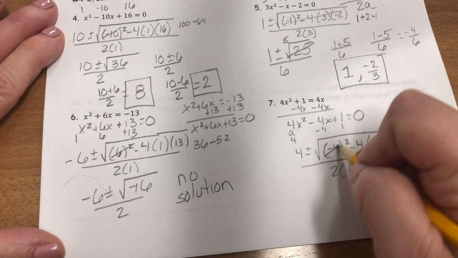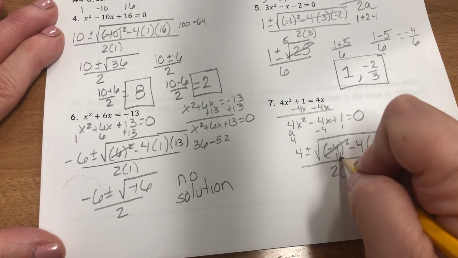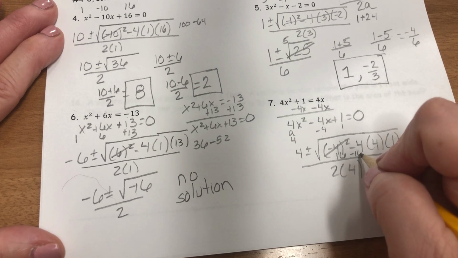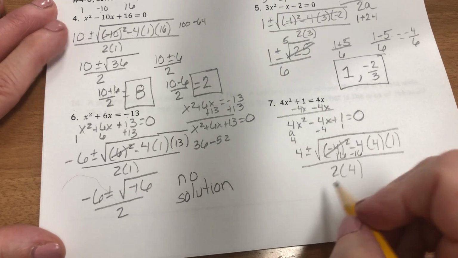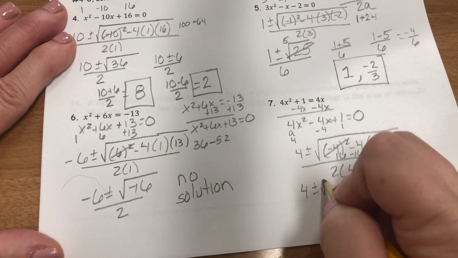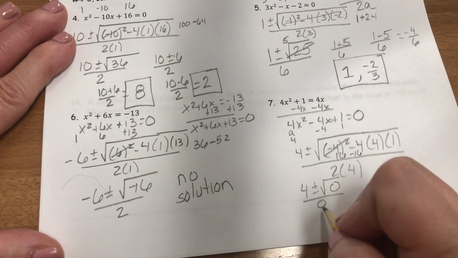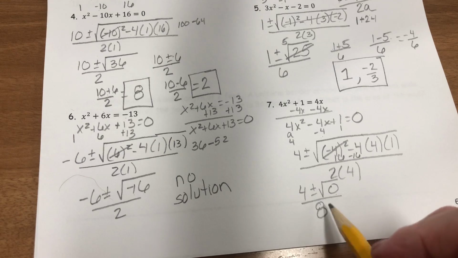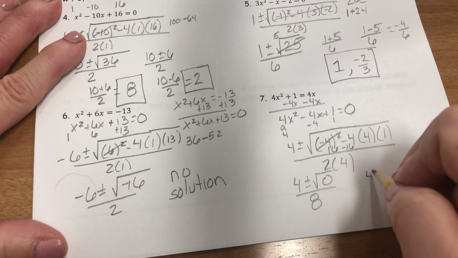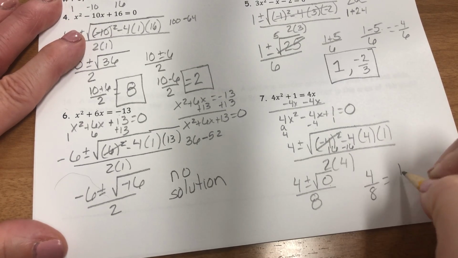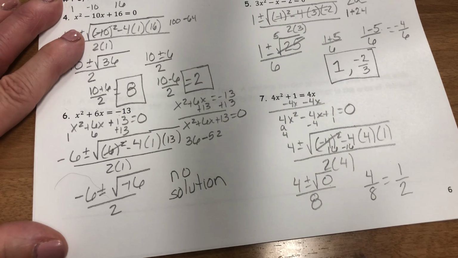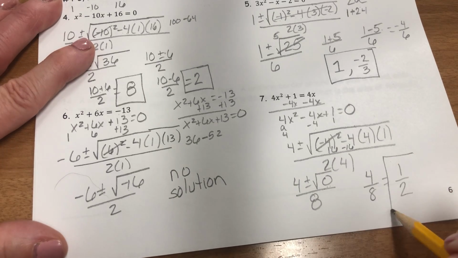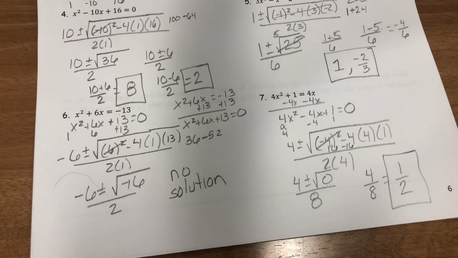So this will become a 16. Negative 4 times 4 is a negative 16. So this whole thing right here just becomes a 0. Anything plus 0 is just that number. Subtracting 0 is that number. So you will have 4 over 8, which is 1/2. And our discriminant tells us if this is 0, we only have one solution. So that is our solution.